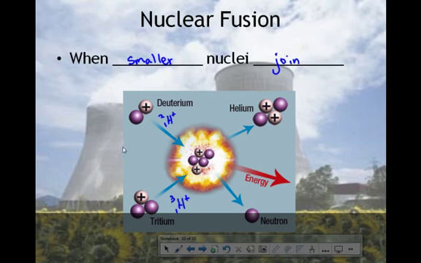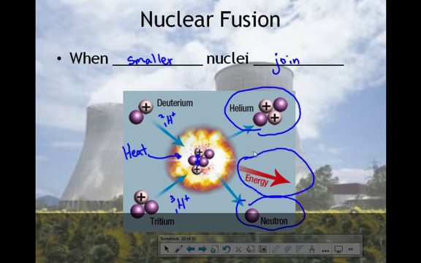It takes a lot of heat, that's for sure. We've got to heat this up to the temperature, say, of the core of the sun, millions of degrees. And once we do, they have enough kinetic energy to overcome that electrostatic repulsion that would normally push these apart. If they're going fast enough, they'll collide anyway. When they do, we'll get a helium nucleus and a neutron released. Plus, we get lots and lots of energy.